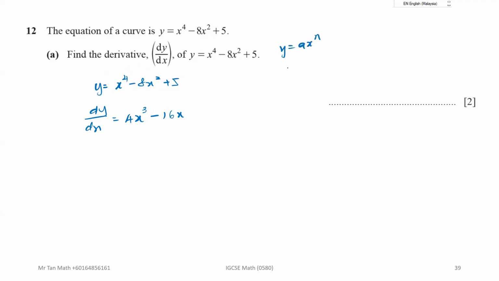Okay. So let's say y equals a x to the n, so your dy dx is equal to a times n times x to the n minus 1. The power is reduced by 1. So you get 4x cubed minus 16x.